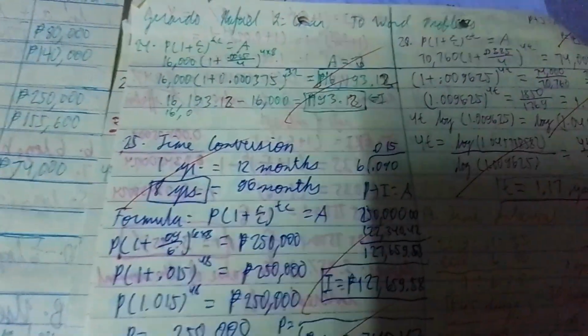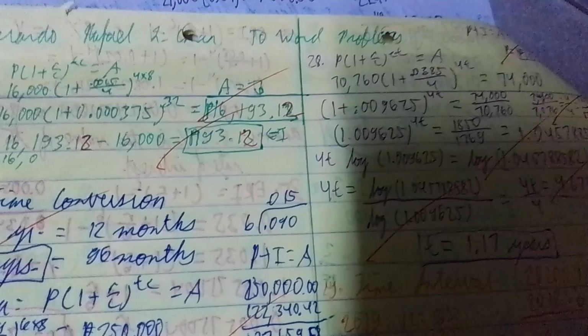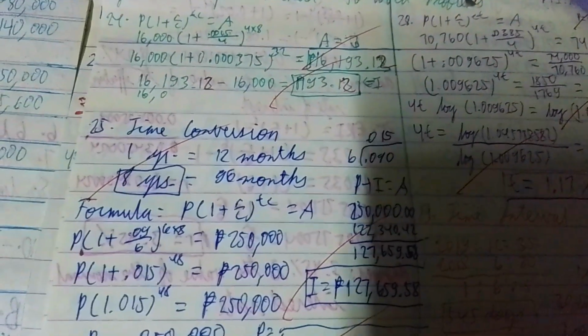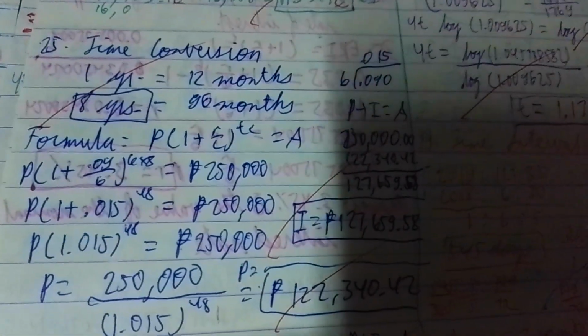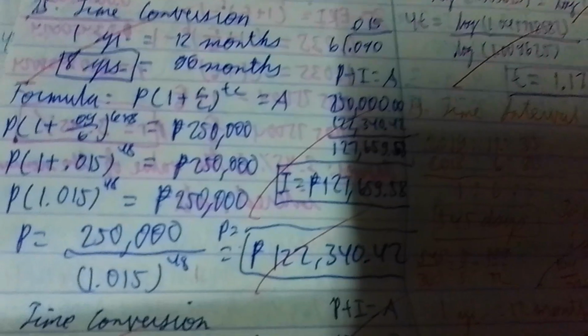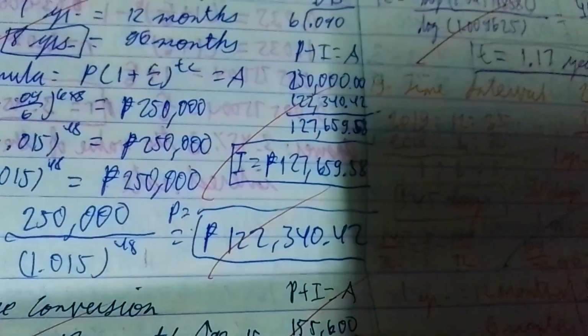So, ito yung ginawa ko sa solution sheet. Ang ginawa ko dito ay convert ko. And then I got 0.15. And then, ang ginawa ko dito, I got this answer. We added by 1. And then we raised that to the 48th power. And then, we divide by that one to give you this answer.